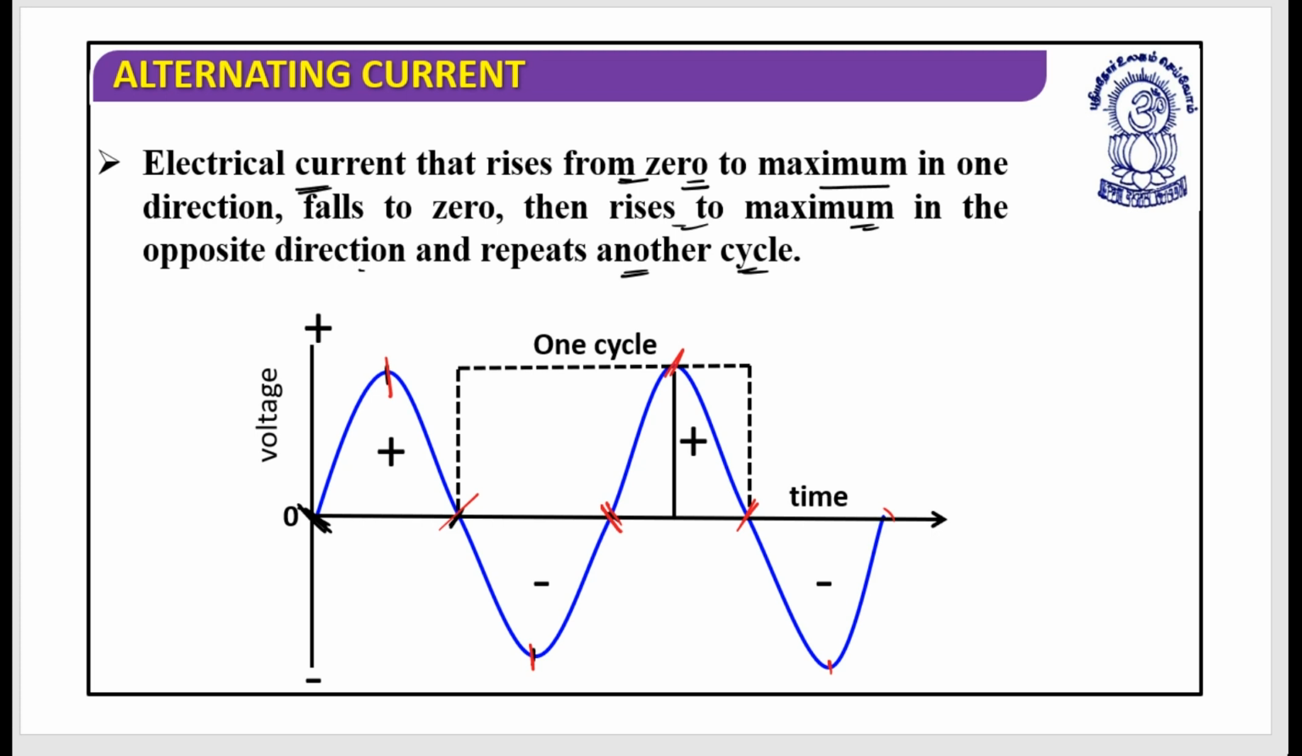And this is what alternating current is: my current or my voltage will be changing itself, will change its direction every time. That is what we know as the alternating current or alternating voltage. I hope this is clear.